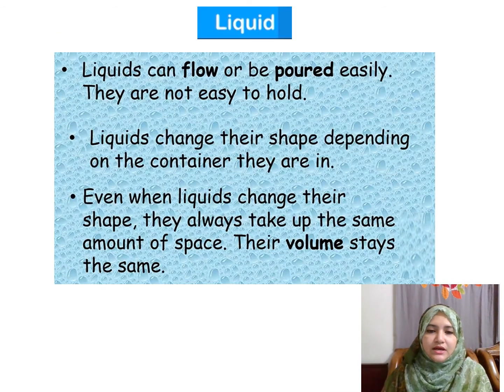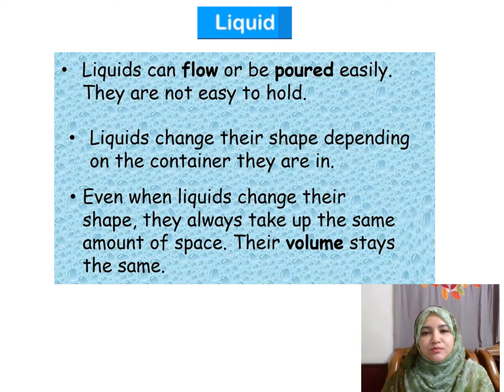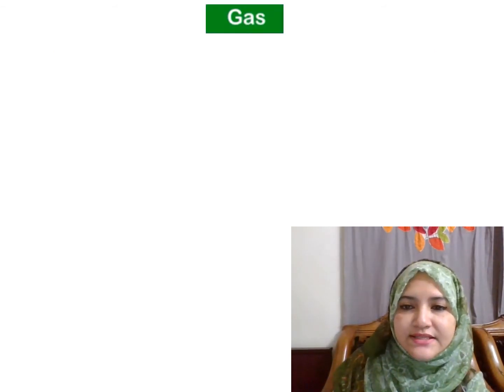Let's summarize the properties of liquids. Liquids can flow because they are fluid, and can be poured easily. They are not easy to hold. Liquids change their shape depending on the container they are in, and even when liquids change their shape, they always take up the same amount of space and their volume stays the same. Okay, and now we go to gases.